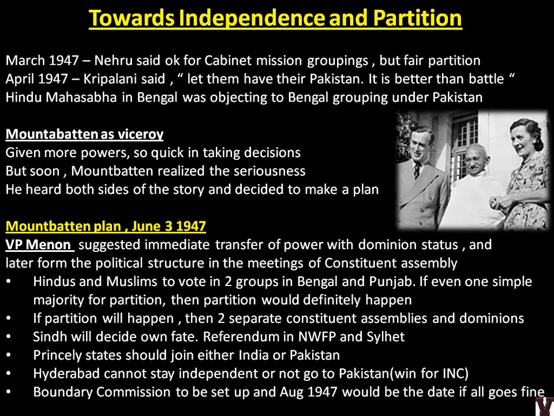And also the McMahon Line is there, where the Indian and Chinese border is demarcated. So these kinds of lines you should know. These are basic things, but UPSC can even ask such basic things in match the following questions. Okay, so we saw the Mountbatten plan.